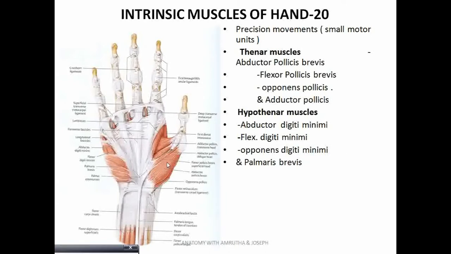In between this muscle, there is another muscle deep to these muscles, that is opponens pollicis. They are the muscles of thenar region, and there is another muscle which is placed deep, that is placed laterally. This is adductor pollicis. Adductor pollicis. Now hypothenar muscles are placed here.